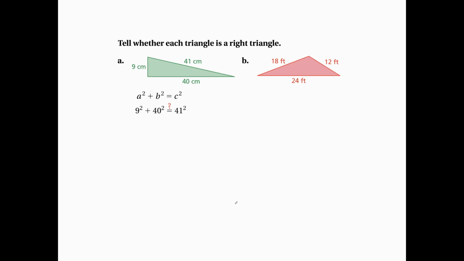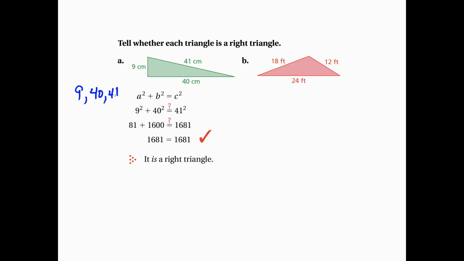And I put a question mark over the equal sign. I want to know, is that true? Does 9 squared plus 40 squared equal 41 squared? Okay. And you do the math, and it turns out that yes, 9 squared plus 40 squared equals 41 squared. So this is a Pythagorean triple. 9, 40, and 41. Okay, that's a Pythagorean triple.